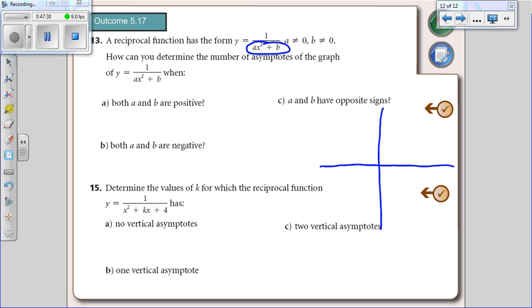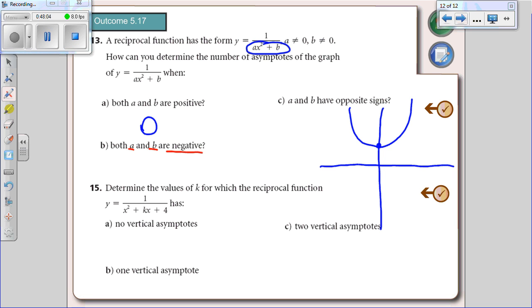Now let's try it in red. So, I want to take my graph ax squared plus b. Both a and b are negative. If a is negative, I'm going to open down. If b is negative, I'm going to have a y-intercept that's negative. So it's going to be somewhere down here, and it's going to open down. How many y-intercepts do I have? Or x-intercepts? So how many asymptotes do I have? 0.